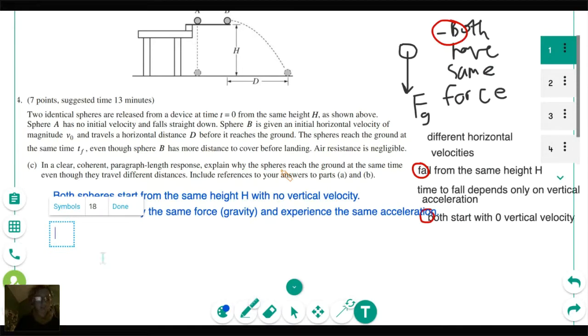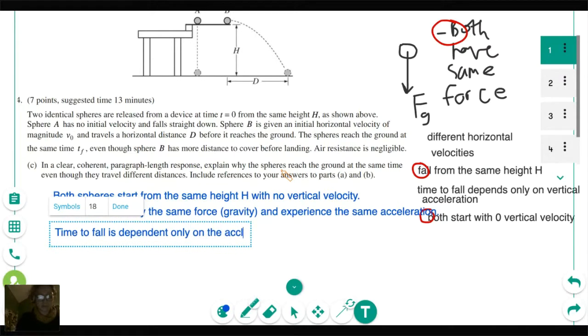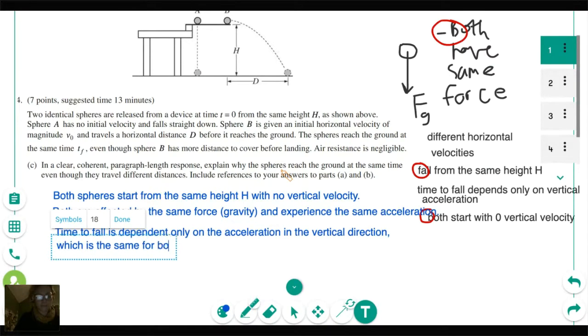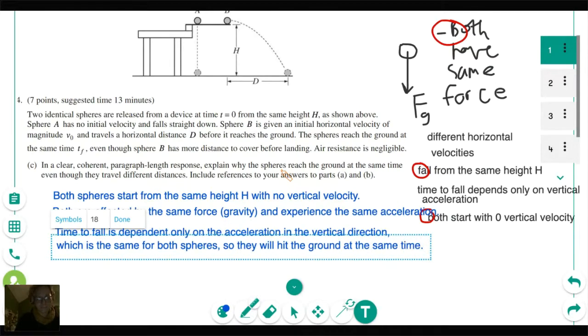And we could say that the time to fall is dependent only on the acceleration in the vertical direction, which is the same for both spheres. So they will hit the ground at the same time. Okay, they're both doing the same thing vertically, so they will hit the ground at the same time because the time is dependent only on what's going on vertically.